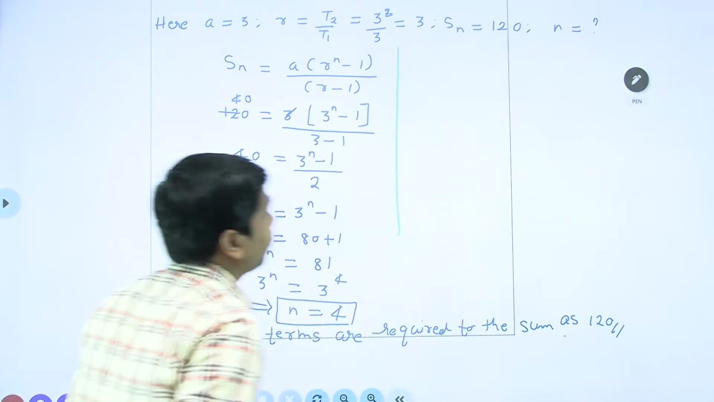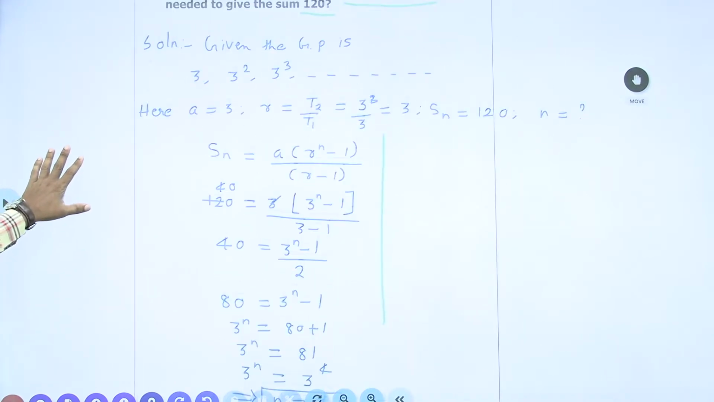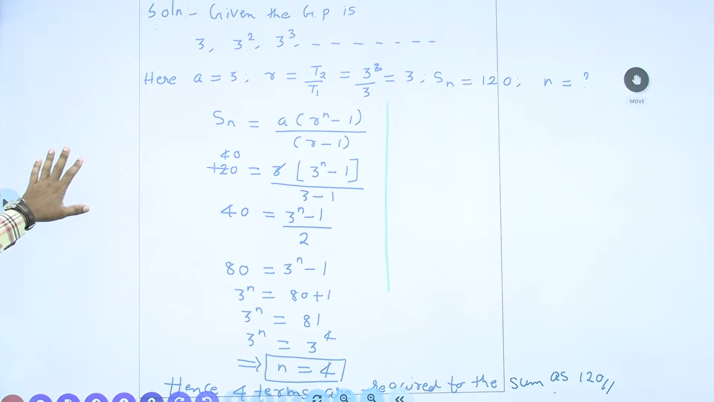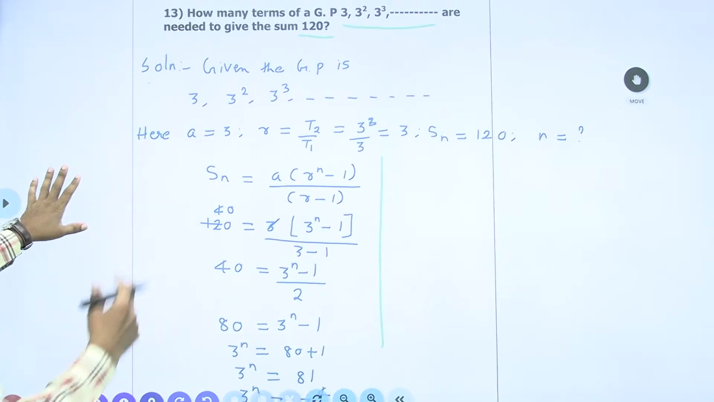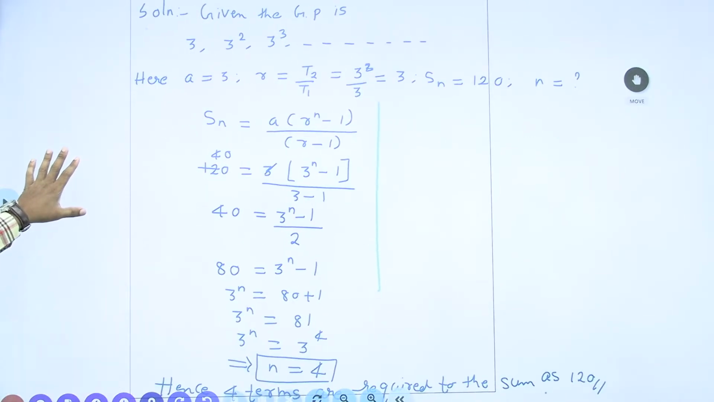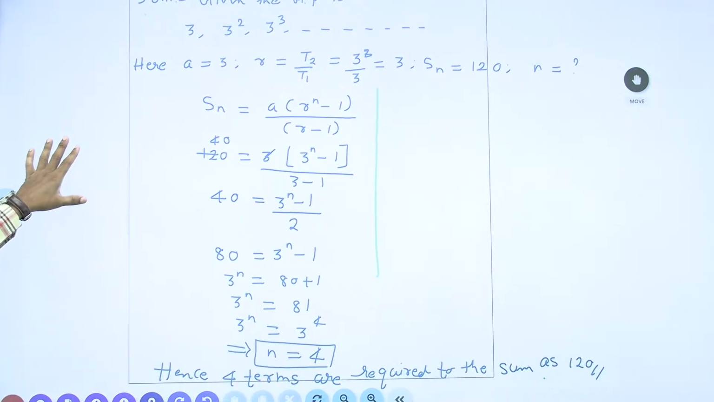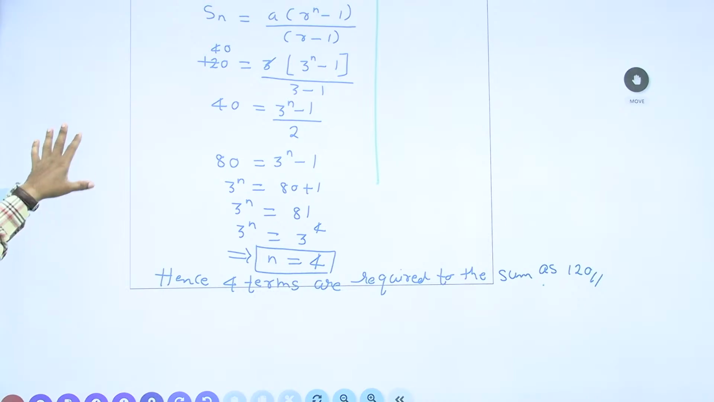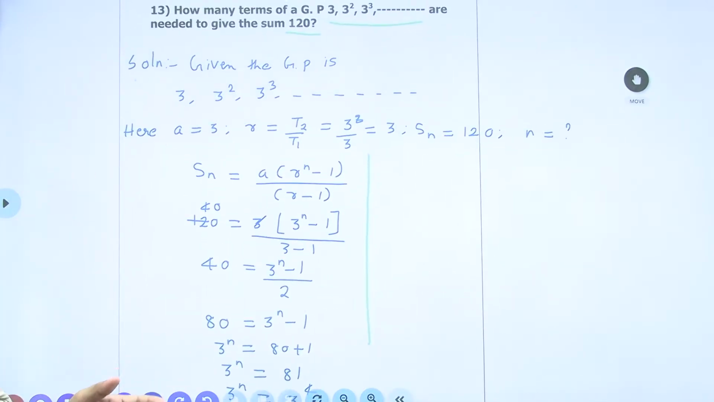Simple question, we just used the given data. A is given, and n is to be found, because if the sum of some terms is 120, then Sn is 120. The value of n you have to find by using this formula, Sn is equal to A into R to the power n minus 1 by R minus 1. Replacing A and R values, simplifying and getting the value of n, n is equal to 4. This was about question number 13. Now let us go for question number 14.